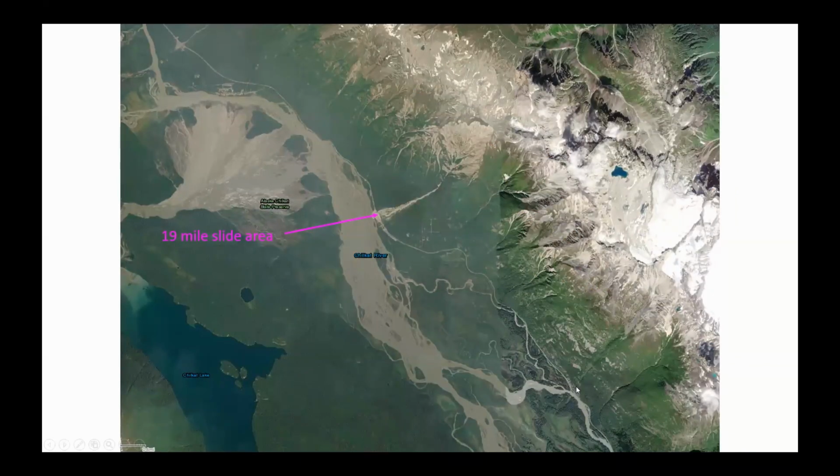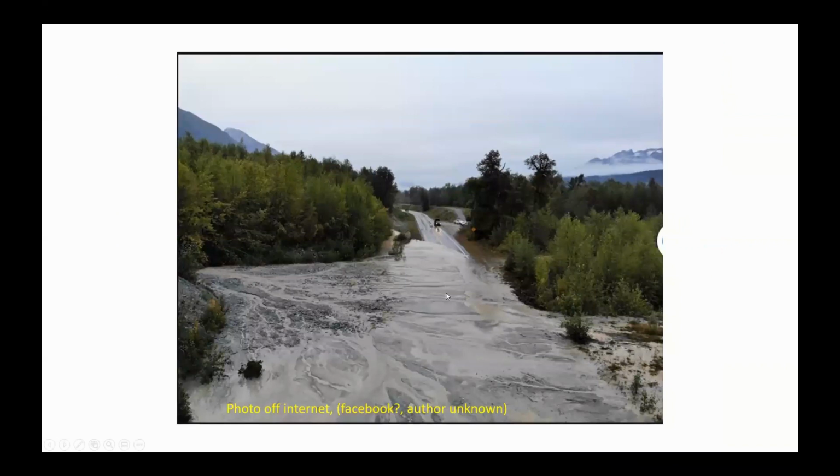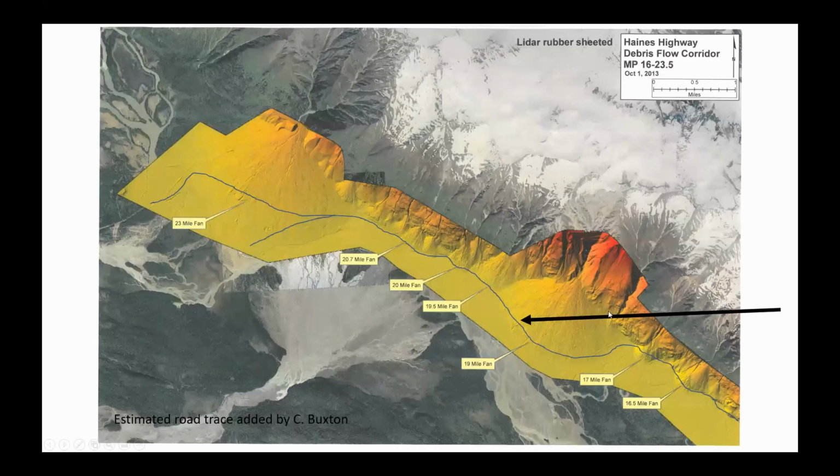The highway is going along mostly metabasalts, and then we get to the 19-mile slide right here. I don't know whose picture this is, sorry if I stole it. I think it came off Facebook. But anyway, you can see what happens there fairly frequently. Big rains wash material down over the road. That's been happening a very, very long time.